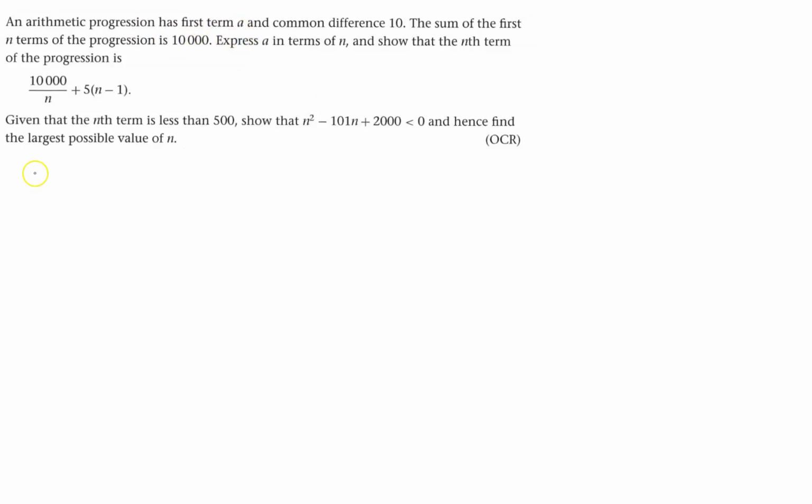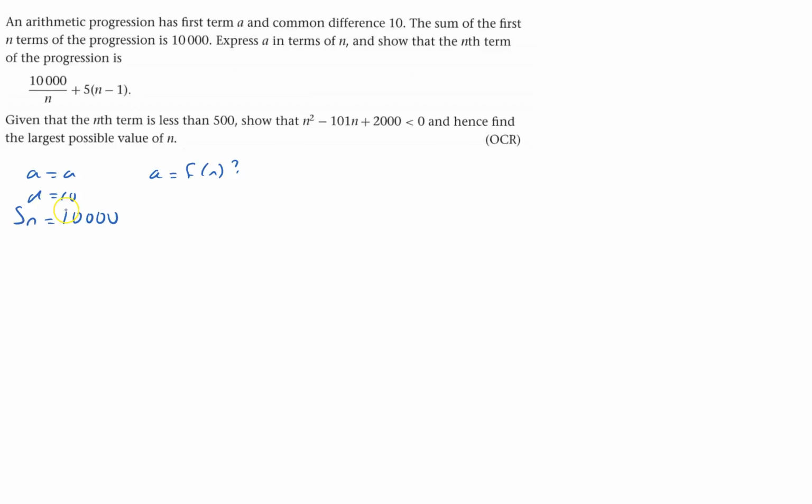An arithmetic sequence has first term a and common difference 10. The sum of the first n terms, S_n, equals 10,000. Express a in terms of n, so I'm trying to get a as a function of n. That's what I'm trying to get.